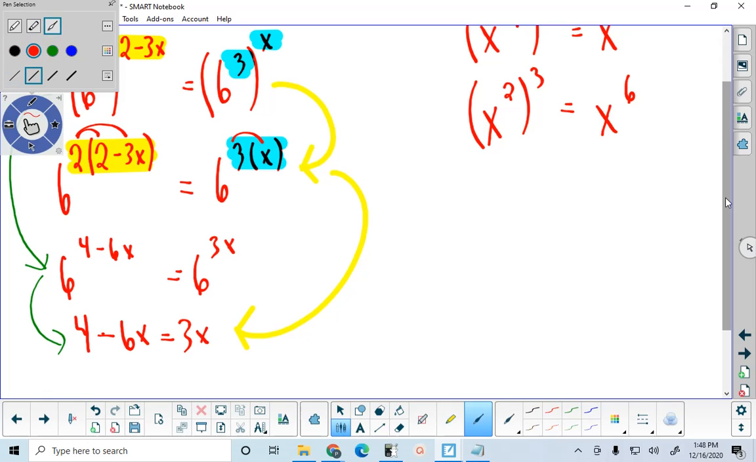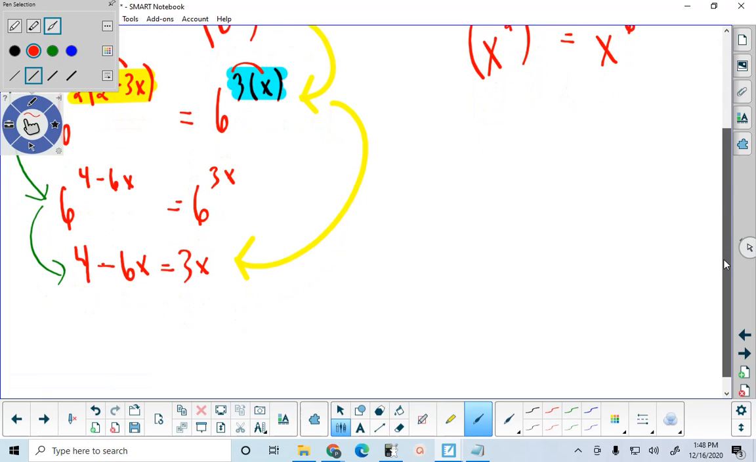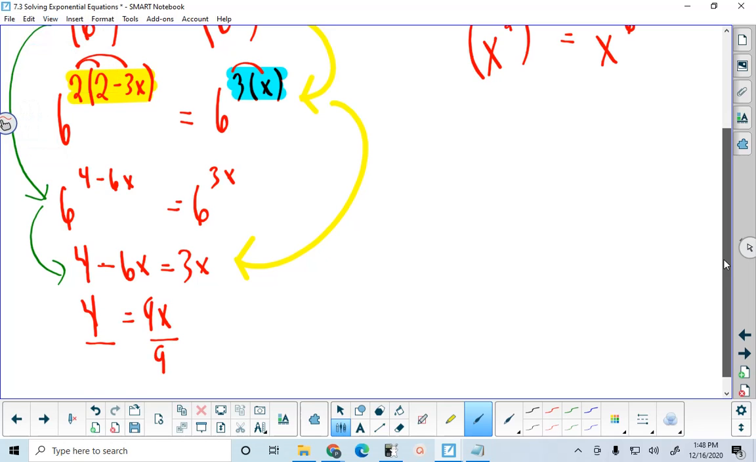We have 4 minus 3 minus 6x equals 3x, which means we have 4 equals 9x. You divide both sides by 9, not by 4, by the coefficient of x, and we get x equals 4/9. And by the way, there's no reason for you to check for extraneous roots in these types of questions. Any questions with this one? C?